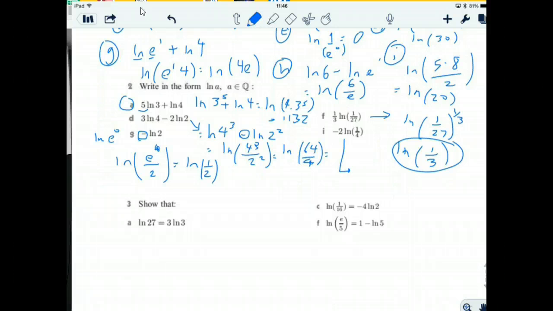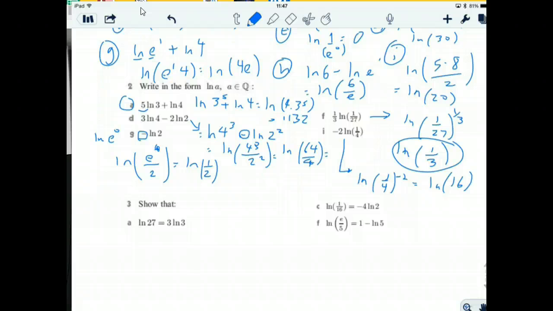Okay. Negative 2 times natural log of 1/4. So this would be the same thing as natural log of 1/4 to the negative 2. 1/4 squared would be 1 over 16. To the negative 1 would be 16. So that's the same thing as saying natural log of 16.